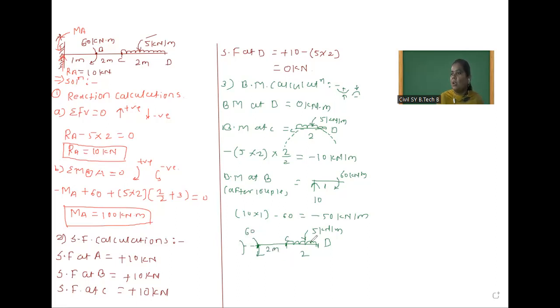So this 5 kilonewton pushes downward. So minus 5 into 2. Then it will act at 2 by 2 plus this distance we have to consider, so 2. And this 60 pushes downward, so minus 60. You calculate and tell me the answer, how much? Minus? Check something.